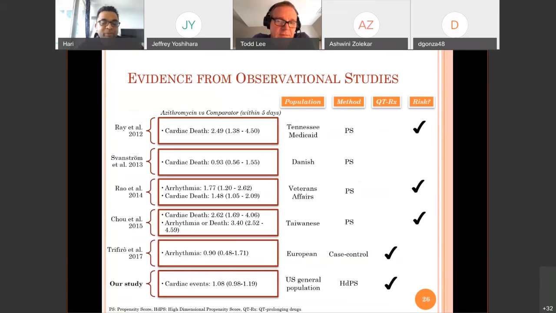So now we have 3 studies that found a risk and 3 studies that did not, including ours. What's important to look at is the types of populations that were included. Again, the very, very specific populations that were included in the earlier studies. They did a pretty good job measuring cardiac deaths, compared to our study, which looked at cardiac events primarily.